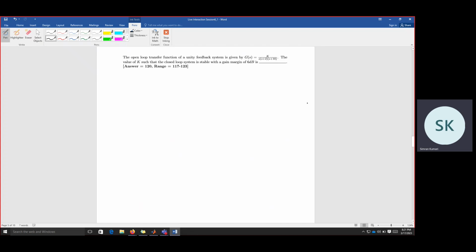Again, it says that the open loop transfer function with unity feedback system is given by G(s) equal to K by s(s+2)(s+10). Find the value of K such that the closed loop system is stable with gain margin 6 dB. Fine. So what is the gain margin?